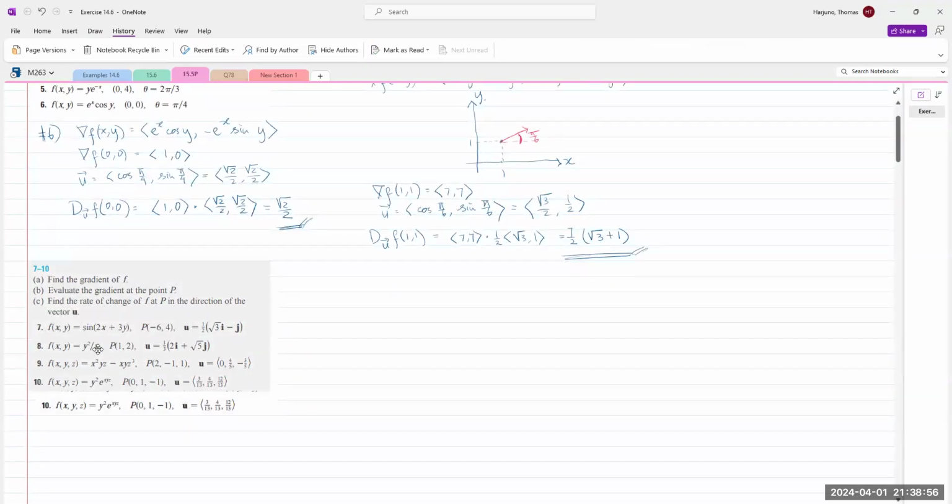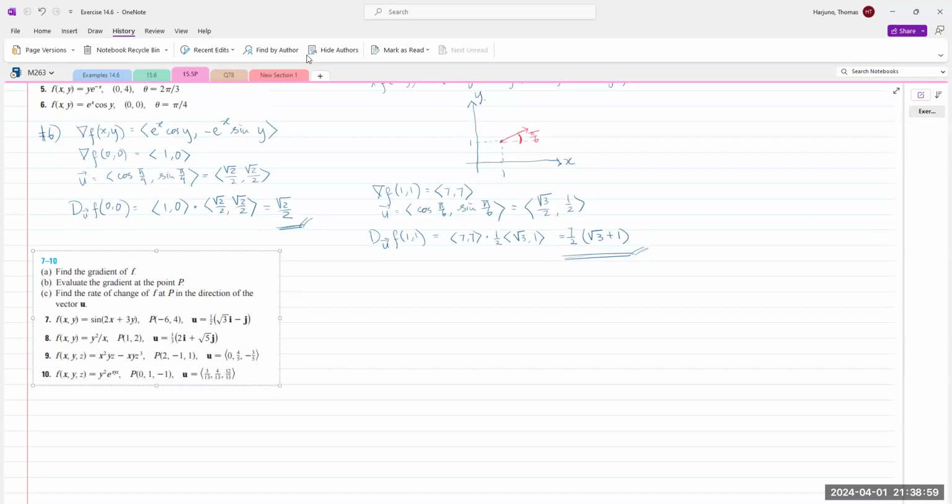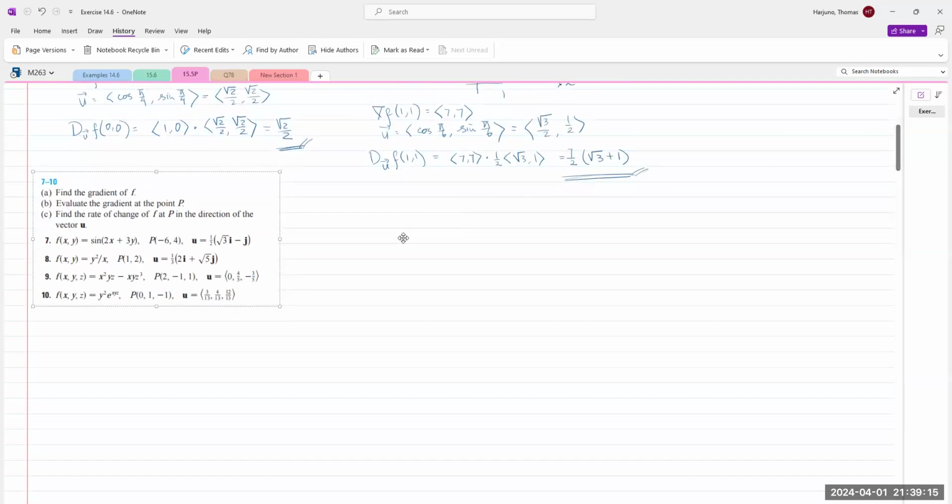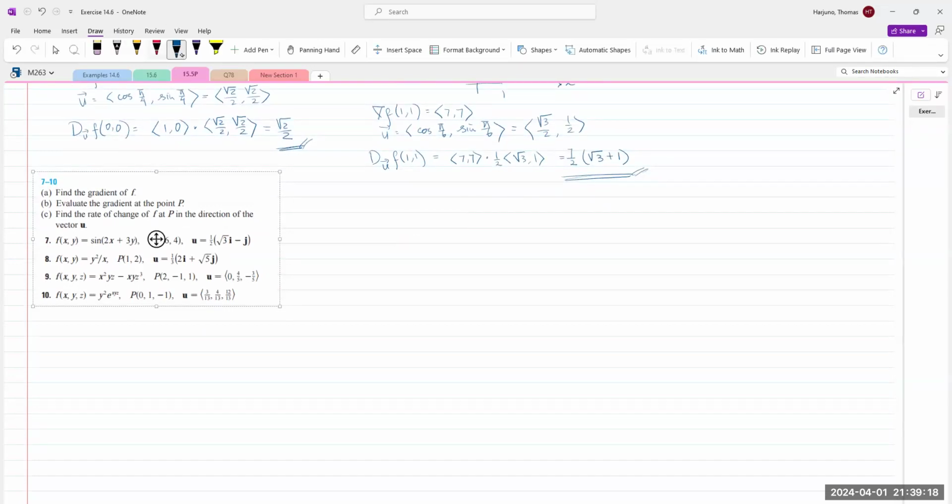And then the next part, very similar idea. Find the gradient of the function, evaluate the gradient at point P, and find the rate of change of f at P in the direction of the vector u. Which one should I do? I think I will just do number 10 right away. Notice that the u's here are already unit vectors, and keep in mind that's important. If it is not a unit vector, then you need to make it unit.